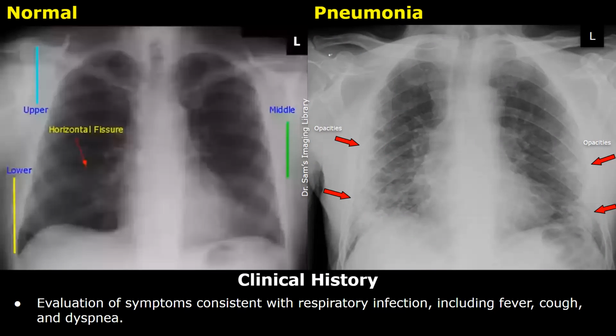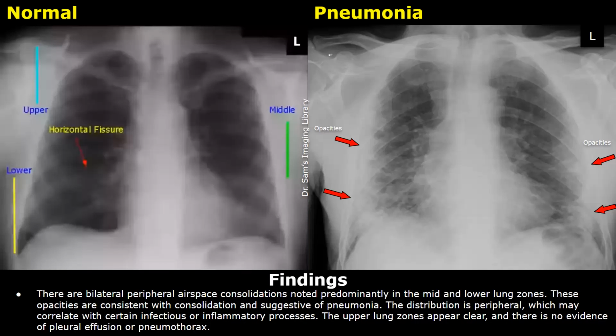Here is an example of pneumonia involving both lungs. This is the clinical history: evaluation of symptoms consistent with respiratory infection, including fever, cough, and dyspnea. Findings: there are bilateral, peripheral airspace consolidations noted predominantly in the mid and lower lung zones. These opacities are consistent with consolidation and suggestive of pneumonia.